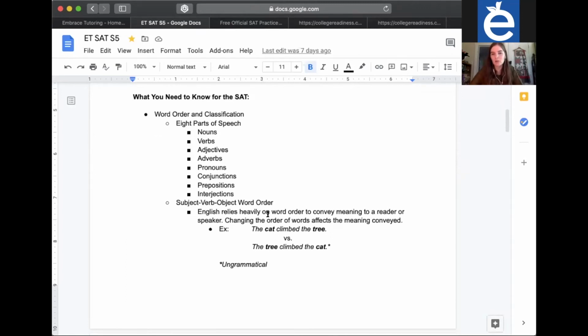What you need to really know for the SAT regarding writing and language are word order and classification. So you definitely need to know what your 8 parts of speech are. Those are the categories or the method of classification for different types of words in a language, okay? And all of those words will perform different functions based on the category in their classification, okay? So they perform different functions in a sentence.